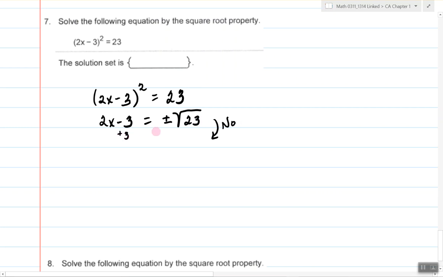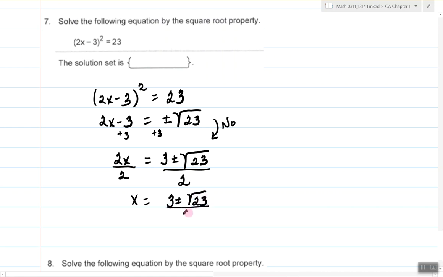I will add 3 to both sides. So I have 2x is equal to 3 plus or minus the square root of 23. Divide by 2, and x is equal to, in a combined form, 3 plus or minus the square root of 23 over 2. In a list form, it is 3 plus the square root of 23 all over 2. Make sure you get out of that denominator to put your comma. 3 minus the square root of 23 over 2.